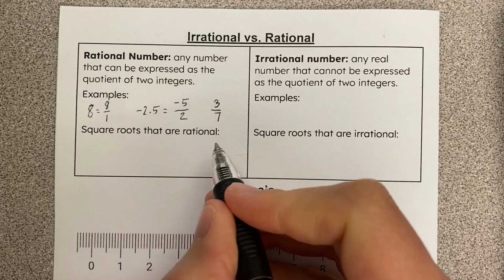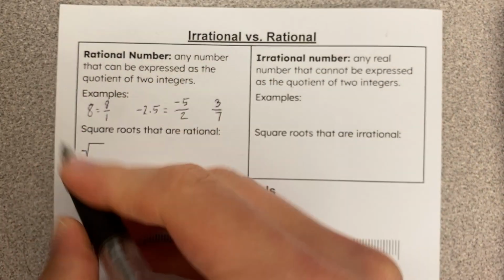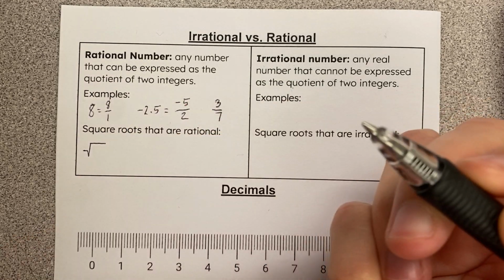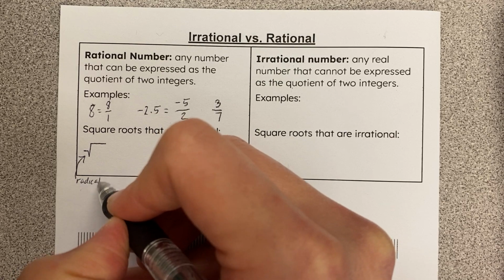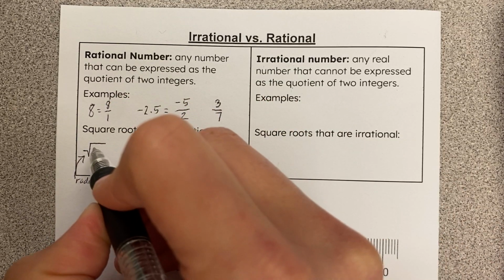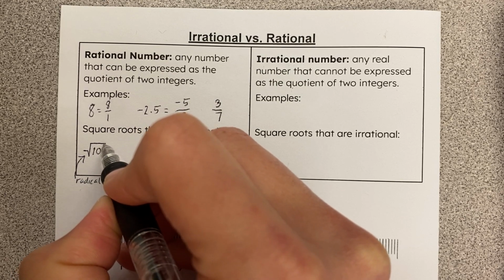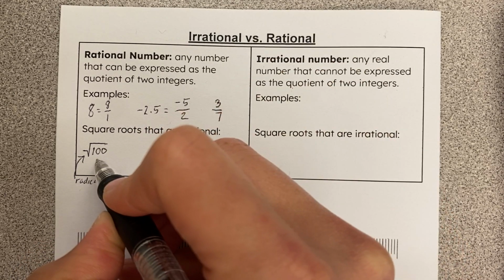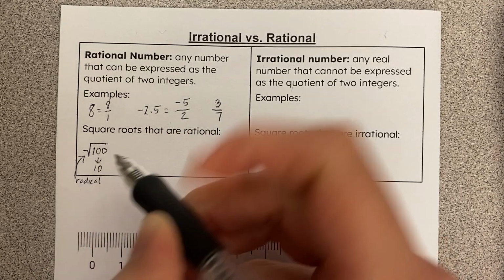Now, square roots that are rational. Remember, the square root symbol is called a radical symbol. That's what this symbol is called, a radical. If I put the square root of 100, this is a rational number. Why? Because this just equals 10. This means what number times itself equals 100? And the answer is 10.